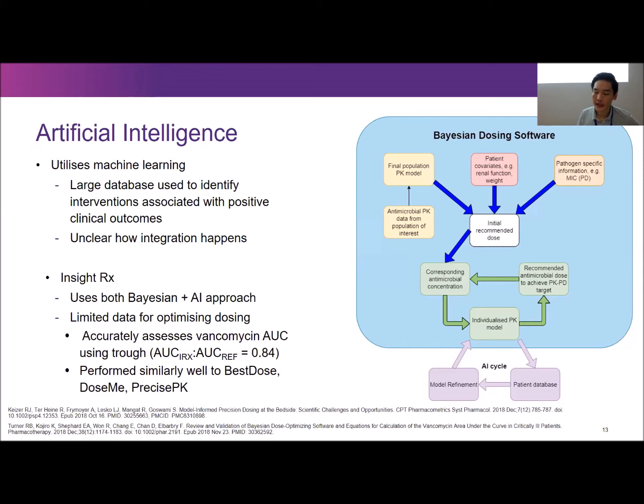Now, the thing to note is that in this particular study as well, there were other dosing softwares that were involved. So there was Best Dose, DoseMe, and Precise PK, and all of these are Bayesian dosing programs. And the overall outcome was all of the different dosing software seem to predict AUC at similar accuracy. So the exact benefit, I suppose, of having this additional artificial intelligence component is not quite clear at the moment. But as more studies come out and as the use starts to increase in the literature, we might be able to delineate that a little bit better.